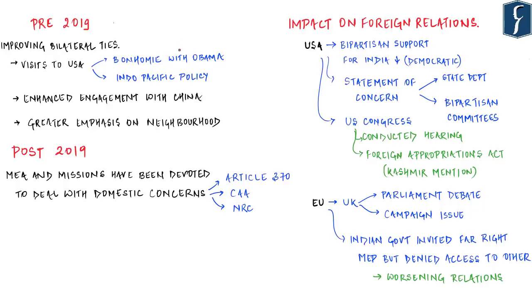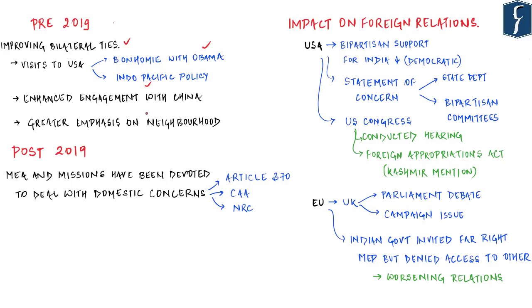Now, the author does a comparison between the Modi government's 5 years from 2014 to 2019 and the 1 year of the recent government which was elected in 2019. According to the author, in the pre-2019 era, the main focus of the Ministry of External Affairs as well as foreign policy was on improvement of bilateral ties. And for the improvement of bilateral ties, many thorny issues were ignored by the Modi government. For example, immediately after taking oath, the visit of the Indian Prime Minister to the USA showed a great bonhomie between Modi and Obama, and it also led to the genesis of the Indo-Pacific policy.